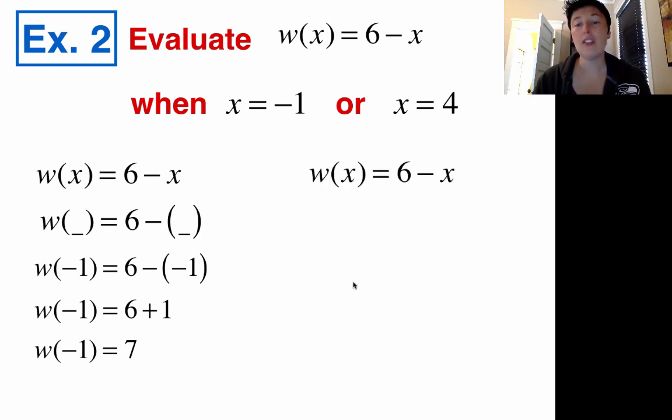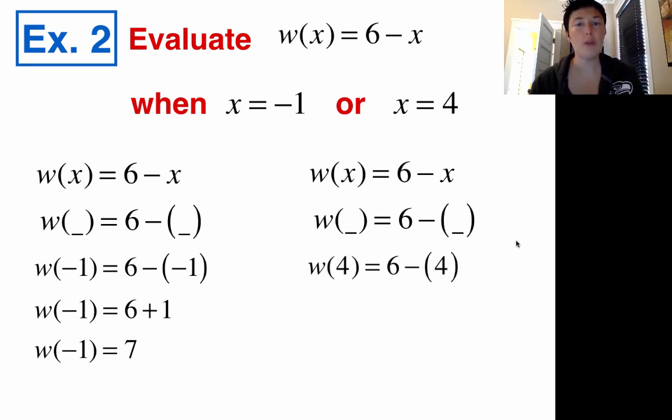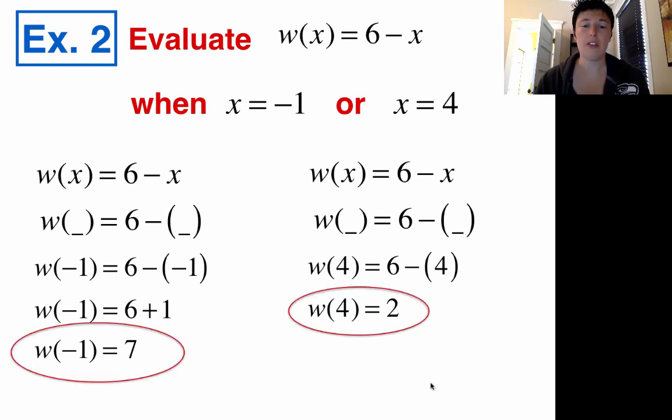Now I've got to do it again over here, but I'm going to use x equals 4 as my input. So I'm going to replace my x's with 4, and I'm going to have w of 4 equals 6 minus 4. And 6 take away 4 is 2, so my output is 2. So we've now got two answers, two values that we've evaluated. W of -1 is equal to 7, and w of 4 is equal to 2.